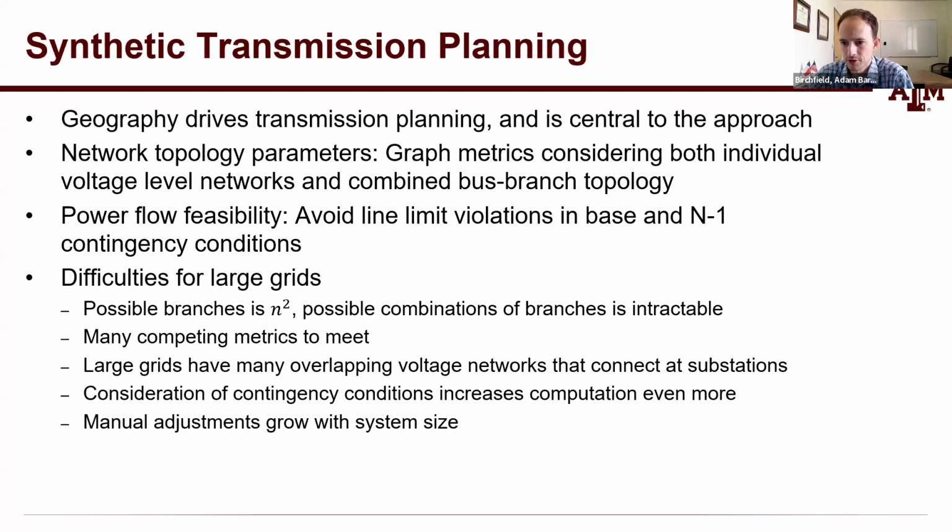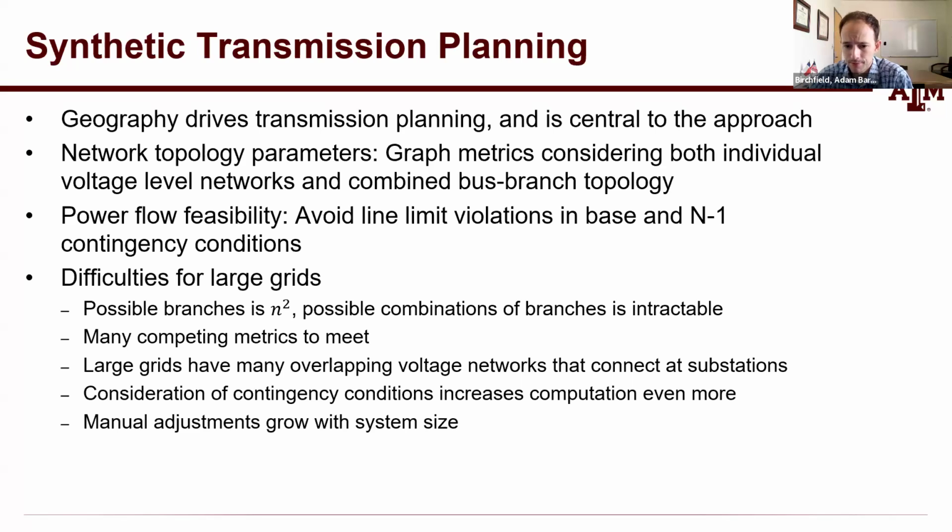In addition to those structural characteristics, we also have some power flow feasibility characteristics. We want to have a good power flow result, both in the base case and in the n-1 contingency conditions, and a good result defined primarily by avoiding transmission line and transformer limit violations in those conditions.